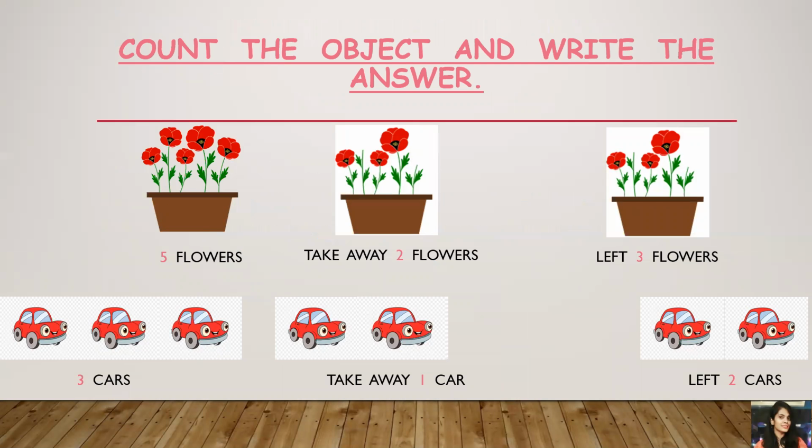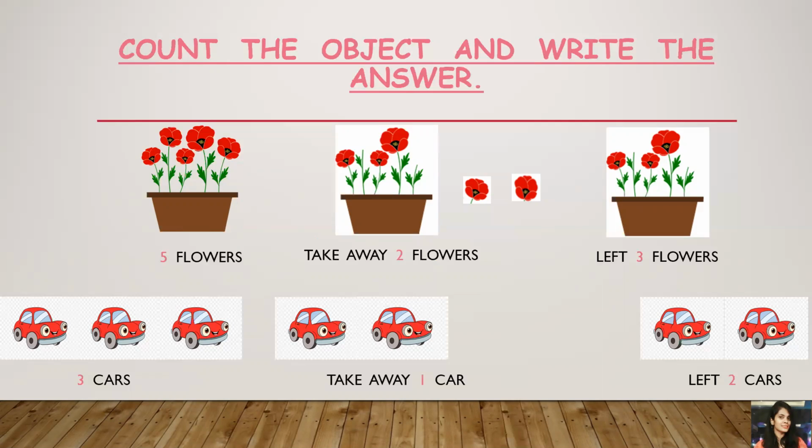Count the objects and write the answer. In a flower pot, 5 flowers are there. If I have taken away 2 flowers, then there will be only 3 flowers left.